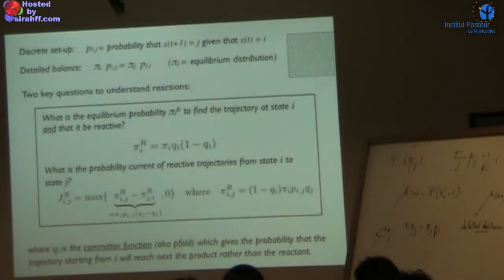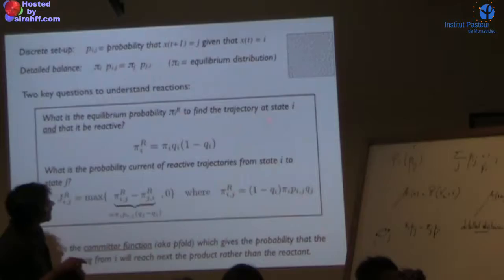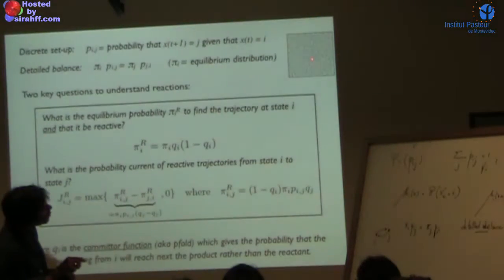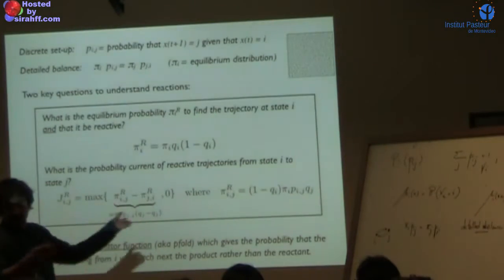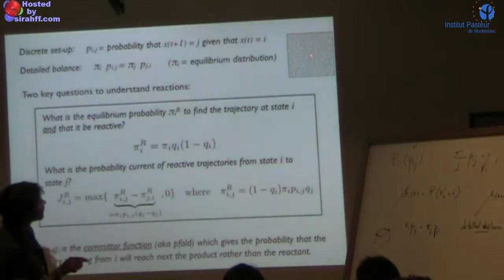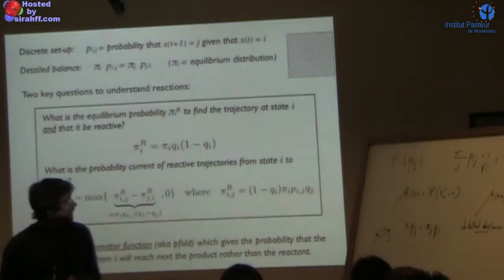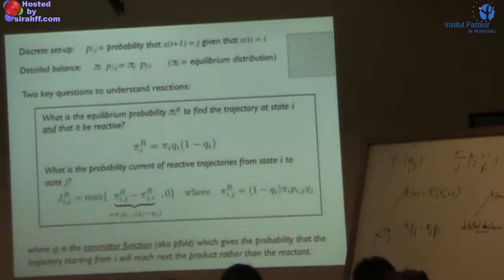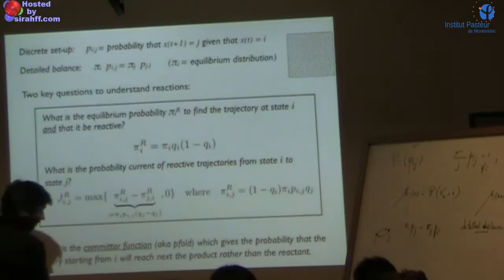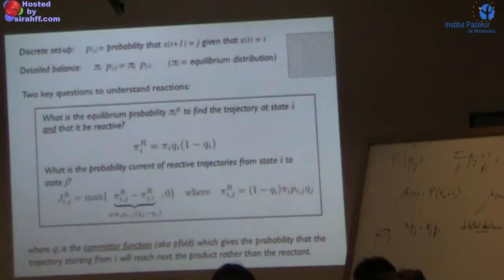I could imagine computing this in a different way, but you could imagine doing the following experiment. You start the system in this square here to try to find what is the q_i there. You start a billion trajectories and you count what proportion of them go there rather than there. That gives you q_i. Okay? I'll give you an equation for this in a minute and we can even derive it during the workshop if you're interested. So if I know that, then I can just use it.